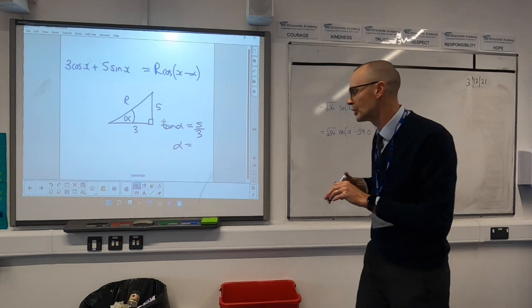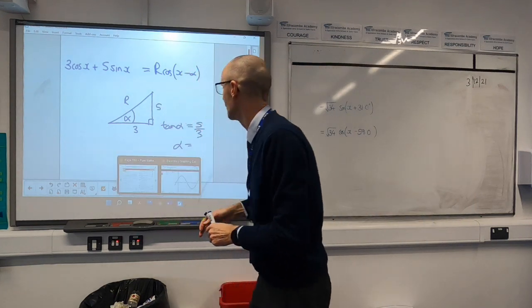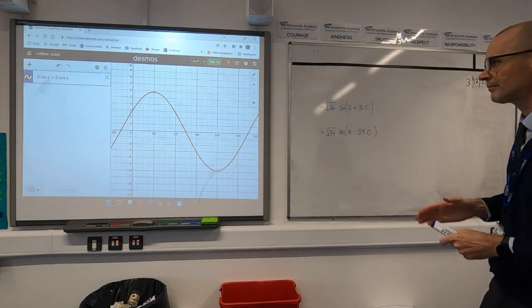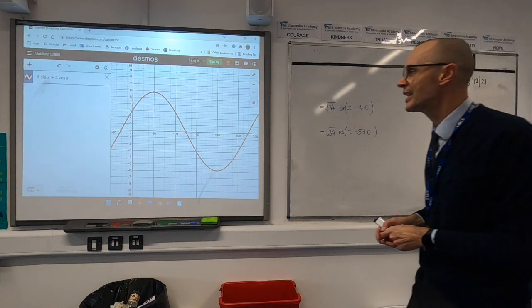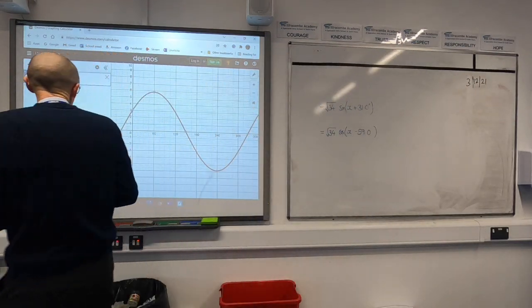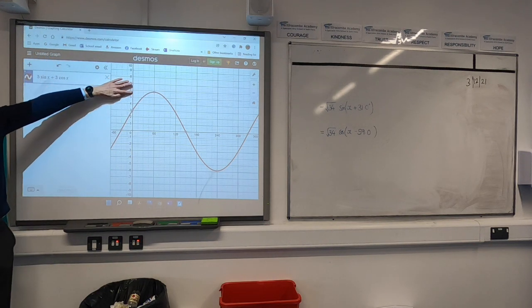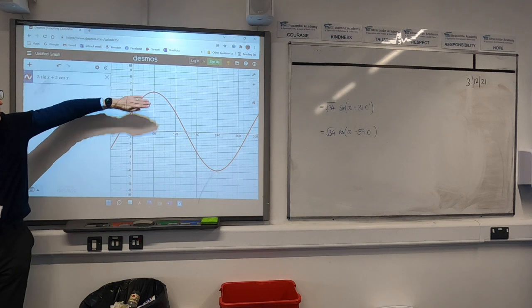And let's just double check. Let's just go back to Desmos and just say, same curve. Is it a cos curve that's being shifted forwards 59 degrees? Well, cos normally starts here, and yeah, it's been shifted forward 59 degrees.